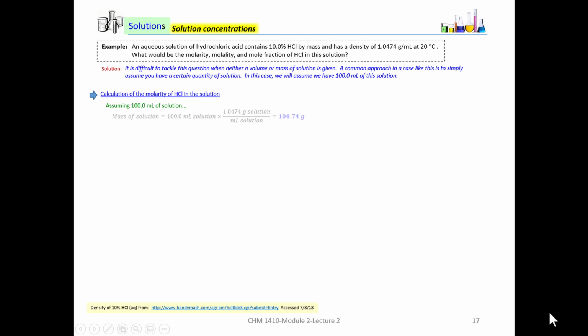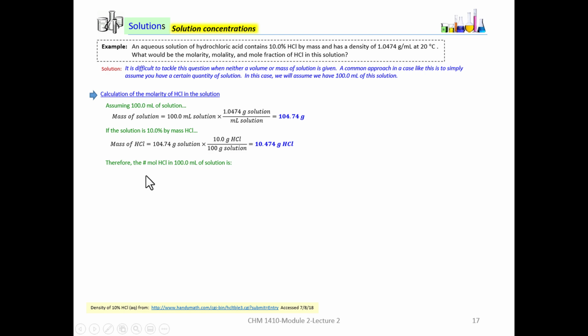So assuming this 100 milliliters, we can get the mass of the solution by taking our assumed volume and multiplying by the density to get 104.74 grams as the mass of the entire solution. Well, if the solution is 10% by mass HCl, then 10% of this 104.74 grams is HCl. So we have 10.474, I'm carrying some extra significant figures here, 10.474 grams of HCl.